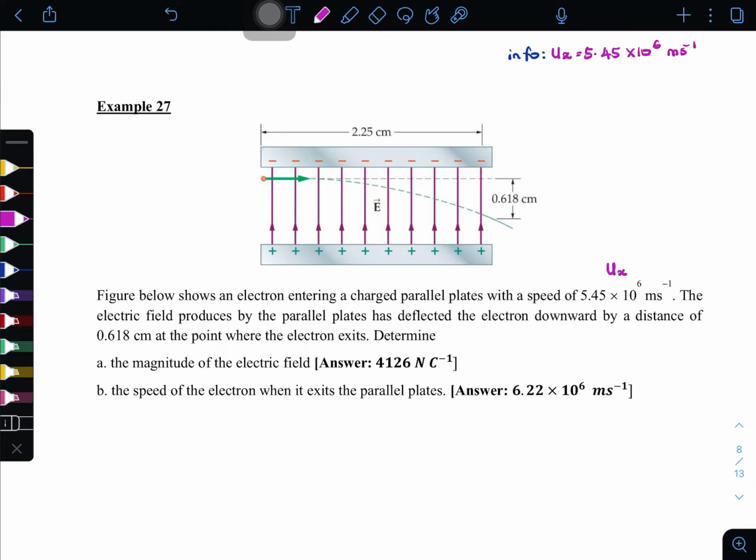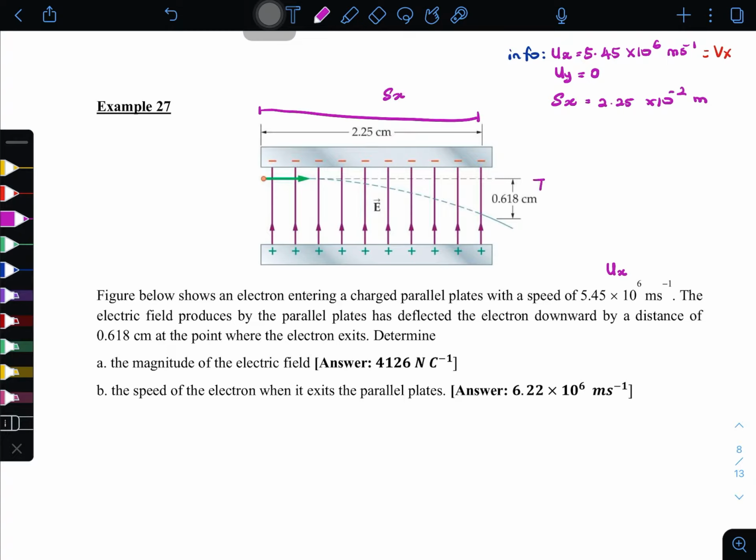So we have ux, and we know in this case ux is also equal to vx. Okay, and uy is equal to 0. Because if you look at how it enters, it is only in the x component, it does not move in the y component at all. So that's why our uy equals 0. Then it gives from here to here is 2.25 cm. So that is our Sx. 2.25 cm, convert straight to meters, 2.25 × 10^-2 meter. So from here to here is the Sx.